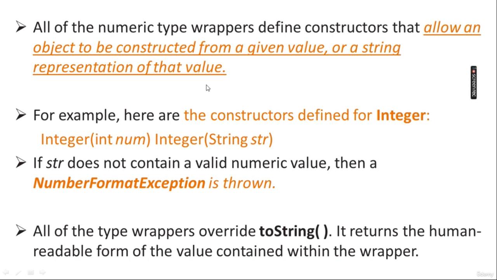All numeric type wrappers like byte, float, double, etc. have constructors that allow an object to be constructed from the given value or the string representation of the value. The constructors defined for Integer take a number or a string. So you can pass the number over here, or you can pass the string containing the number, whatever string you are passing in double quotes. Here you can directly specify 24, and here 24 in double quotes.